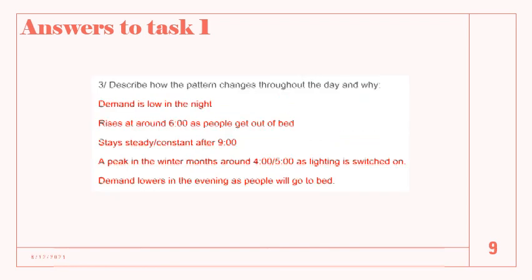Describe the pattern changes throughout the day and why. The demand is low at night, but rises at 6 a.m. as people get out of bed. It stays steady or constant after 9. Then we have a peak in the winter months at around 4 or 5 o'clock as lighting is switched on. Demand lowers in the evening as people go to bed.